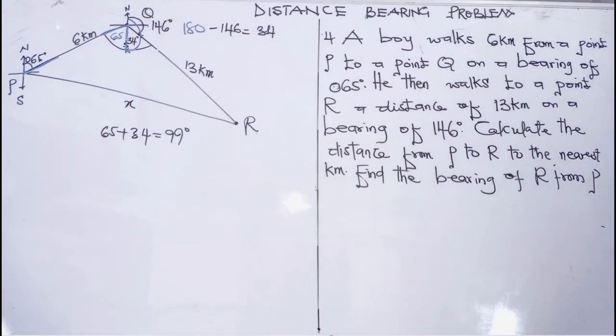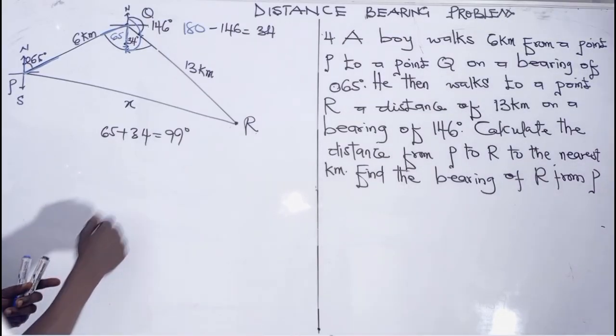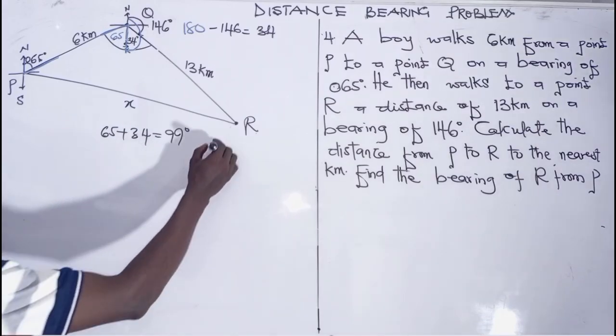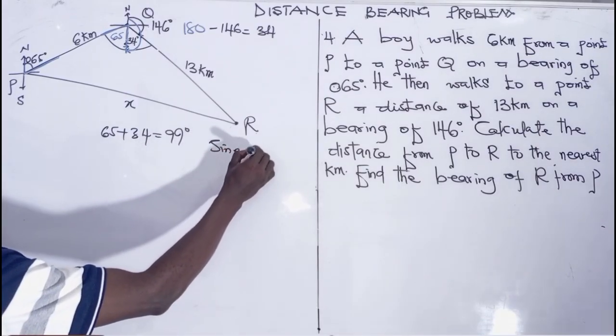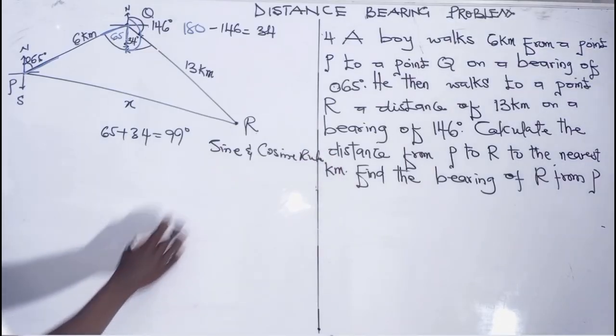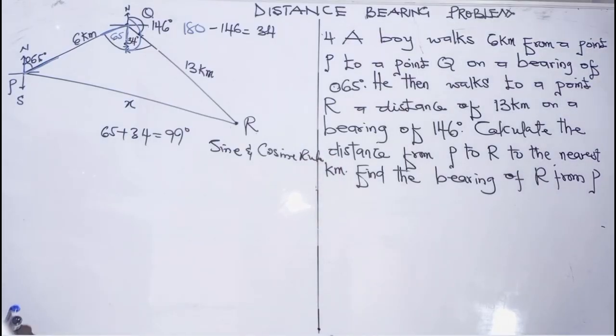It is the transit angle which is going to tell us whether we are to use Pythagoras theorem or the sine and then cosine rule. If the transit angle is 90 degrees, we go for the Pythagoras theorem or the trig ratios. But if it is not 90 degrees, we go for what? The sine and then cosine rule. So we are going to make use of the sine and cosine rule.